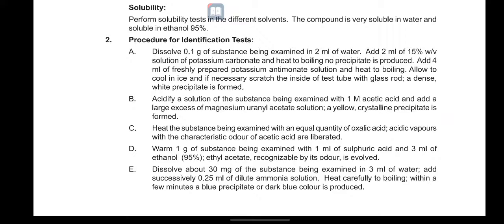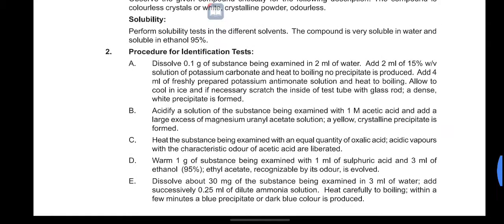Add 4 ml of freshly prepared potassium antimonate solution and heat to boiling. Then allow to cool in an ice bath and, if necessary, scratch the inside of the test tube with a glass rod. It is not compulsory. A dense white precipitate is formed. If the white PPT is formed, your sodium acetate sample is present. Observation: white PPT is observed and the result is that it complies with the test as per Indian Pharmacopoeia 1996. This is the first test.